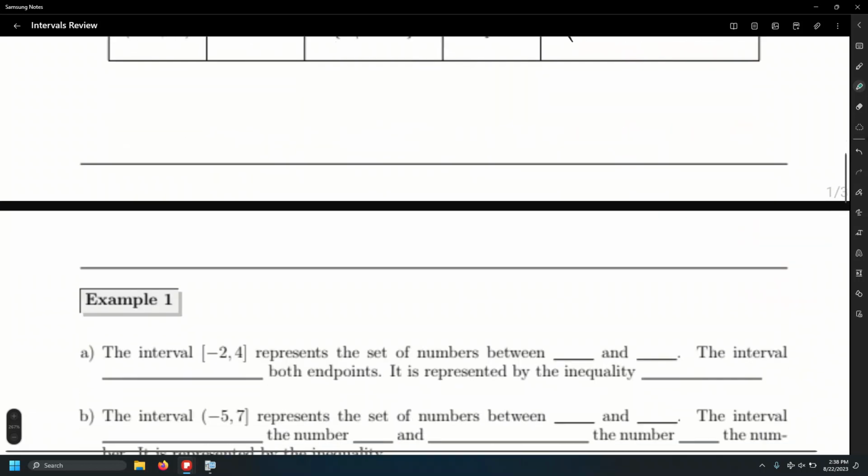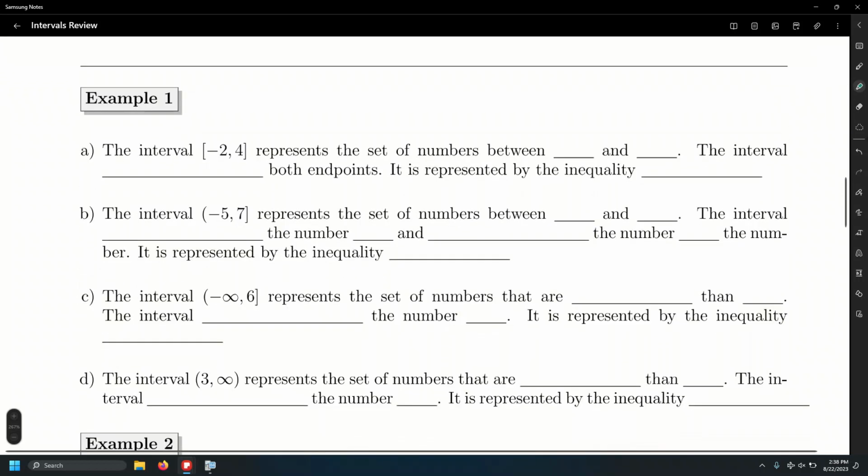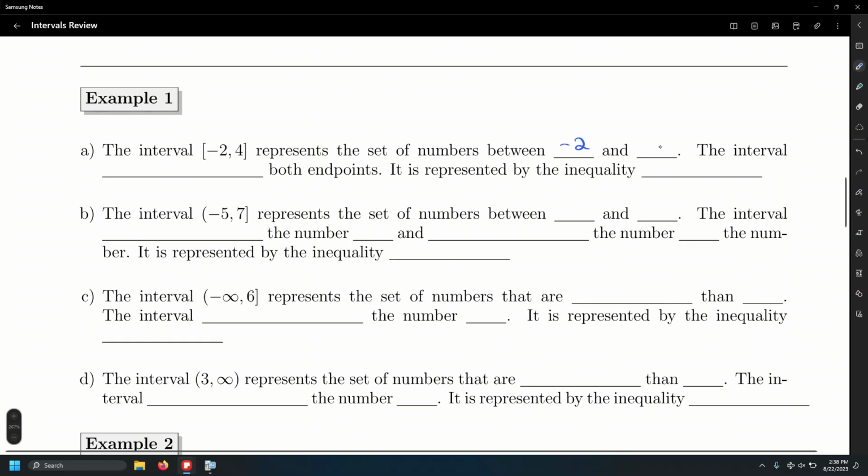All right? Okay, so how about we look at a numerical example so we can see what these intervals mean. The interval [-2, 4] represents the set of numbers between -2 and 4. In this case, the interval includes both endpoints, because we have the brackets here. And this interval is represented by the inequality.